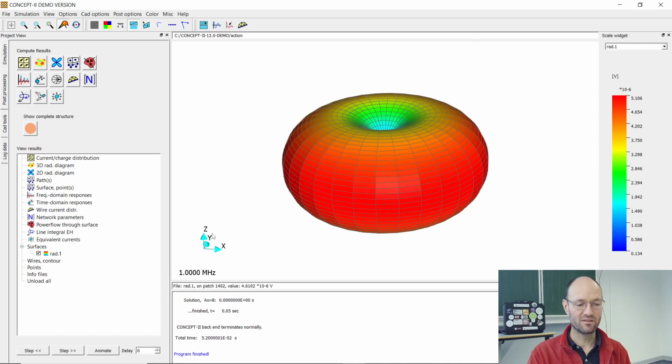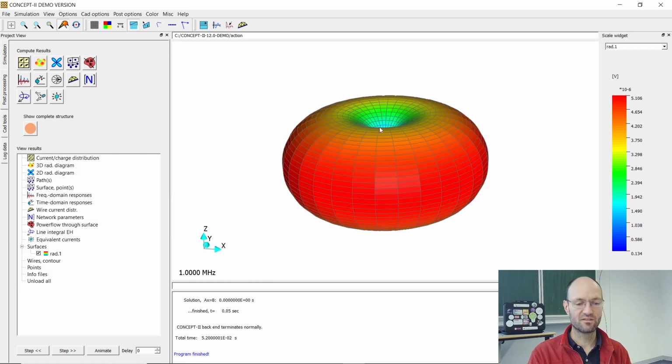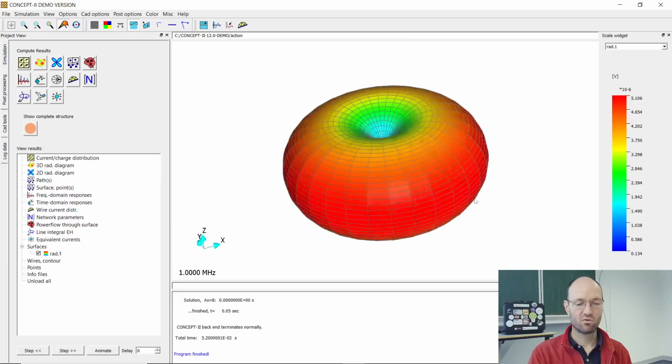So the wire would be in the center. Remember, the wire is pointing in the z direction. So this wire is radiating a lot to the sides, and it's not radiating anything to the top and to the bottom. So that's why it looks like a donut.